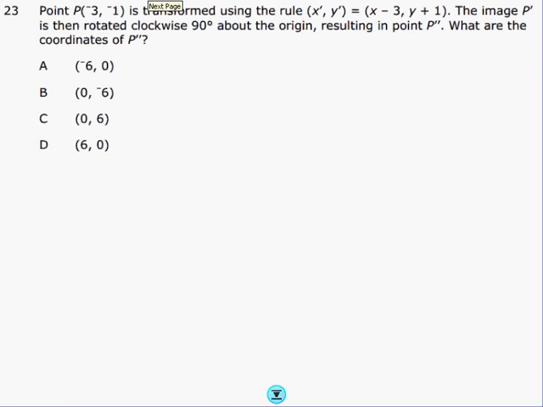Okay, P is transformed using this rule, so there's a translation, and the image is rotated clockwise, not counterclockwise, resulting in point P double prime. What are the coordinates of P double prime? Okay, well, first of all, we need to do the first translation. So I'm going to start here, and then I'm going to subtract 3 from the x. Well, negative 3 minus 3 is negative 6. And then I'm going to add 1 to the y. Negative 1 plus 1 is 0. And now I'm going to rotate this clockwise.